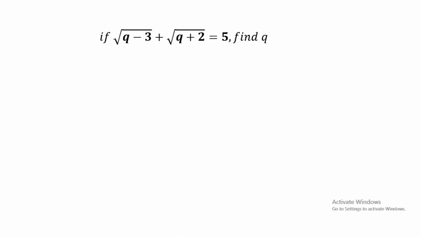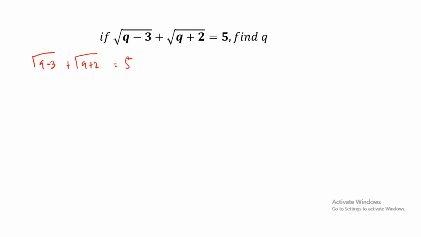Okay, so this is our next question. We are asked to find q. They said if this is equal to that, find q. So let me write the question. Square root of q minus 3 plus square root of q plus 2 is equal to 5.